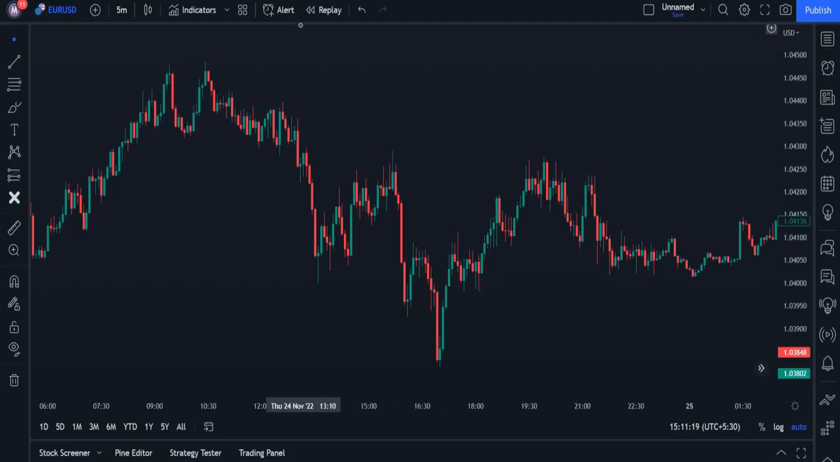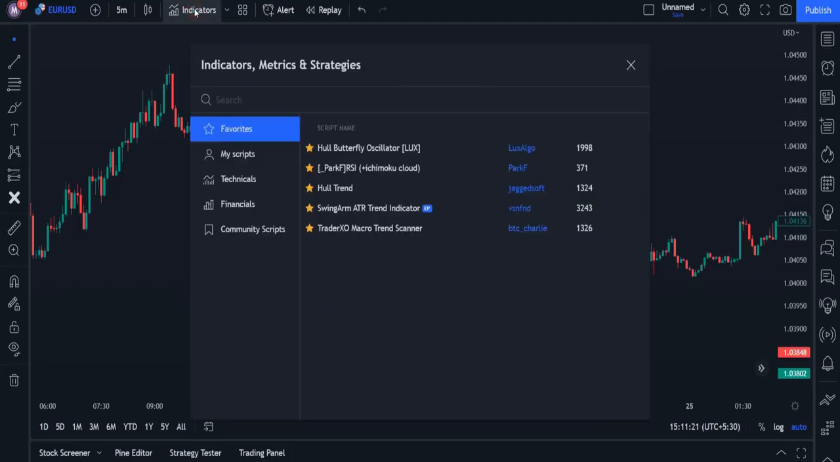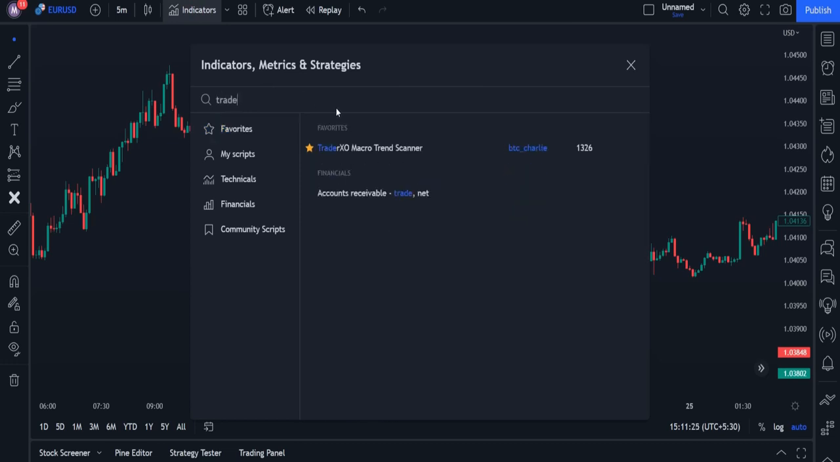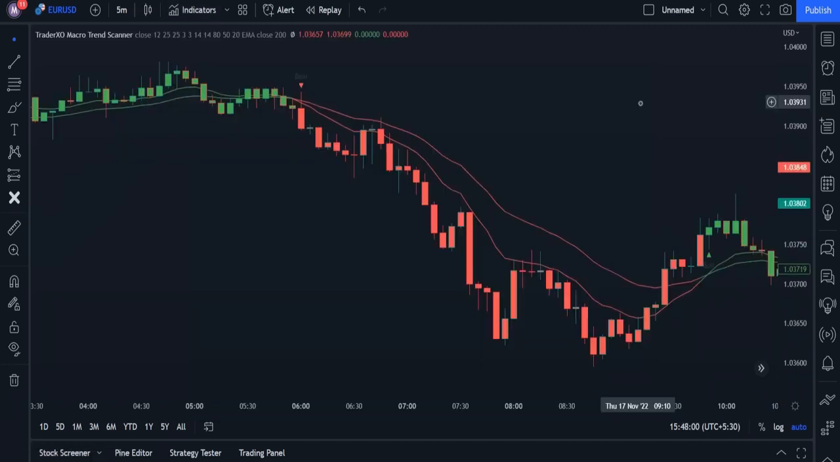Let's get to applying the first indicator. For this, we will open the indicator section in TradingView. Then type our first indicator's name, which is Trader XO Macro Trend Scanner. We add this to the chart. The Trader XO indicator gives a very simple and clear buy and sell signal that we're going to use to trade.